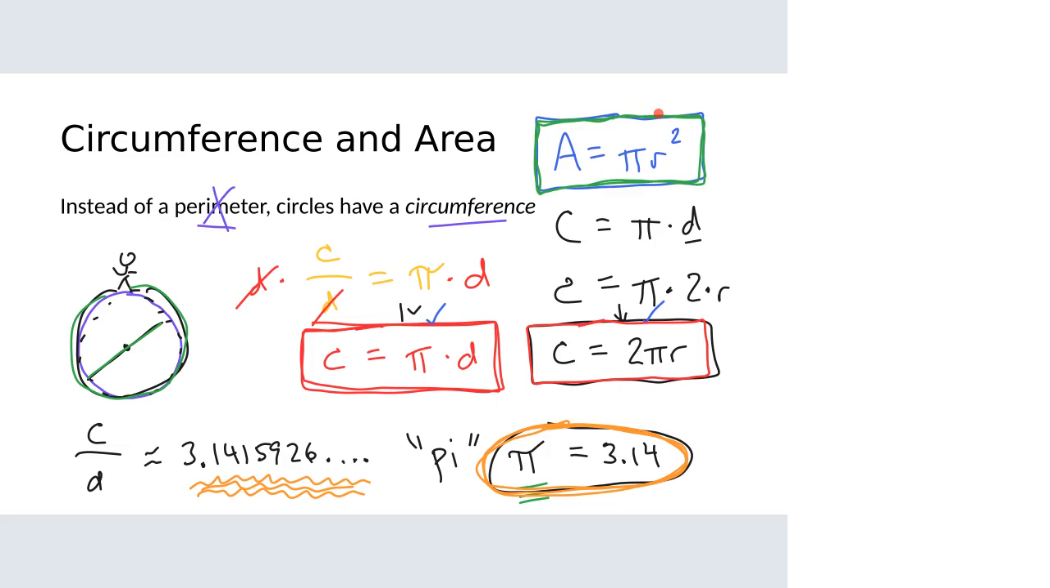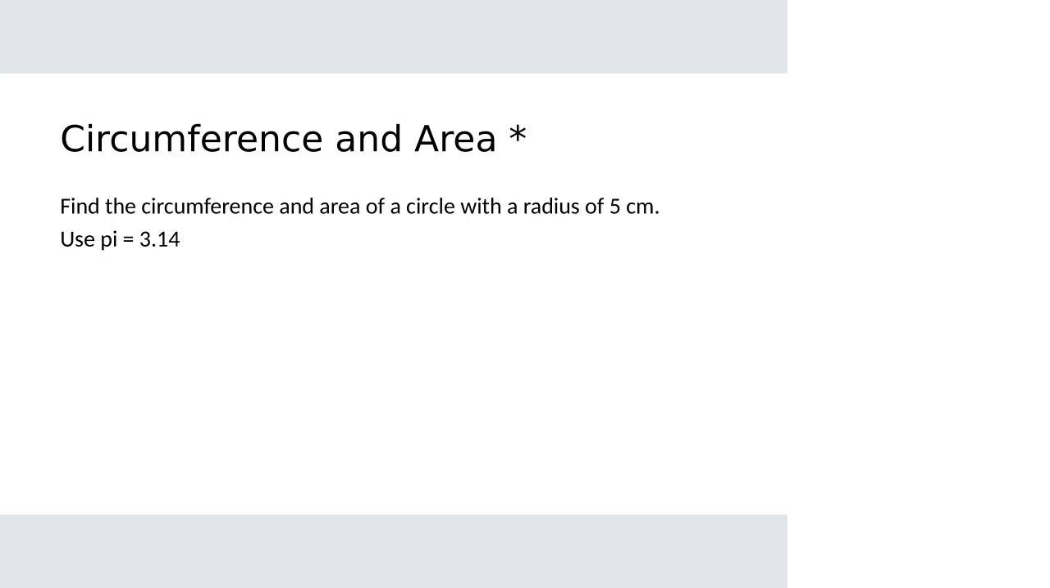Any questions on those before I have you try finding circumference and area of a circle? Fantastic. Let's do it. Find the circumference and area of a circle with a radius of 5 centimeters. And remember, use 3.14 to equal pi. I'm going to set up a poll for this and give you a chance to try it. We're looking for the circumference and the area of a circle with a radius of 5 centimeters.